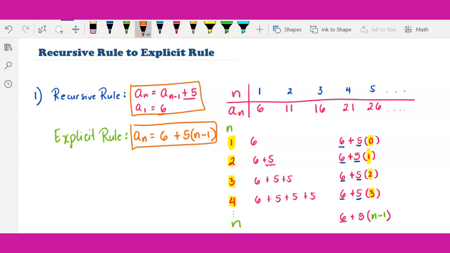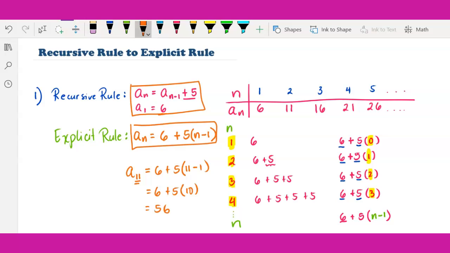We can just plug it into this formula, so that if we want to find what is a of 11, okay, a of 11 is going to be equal to 6 plus 5 times, well, n is equal to 11, so it's going to be 11 minus 1. So we can just evaluate this. 6 plus 5 times, well, 11 minus 1 is 10. So it's going to be 6 plus 5 times 10 is 50, plus 6 is going to be 56.